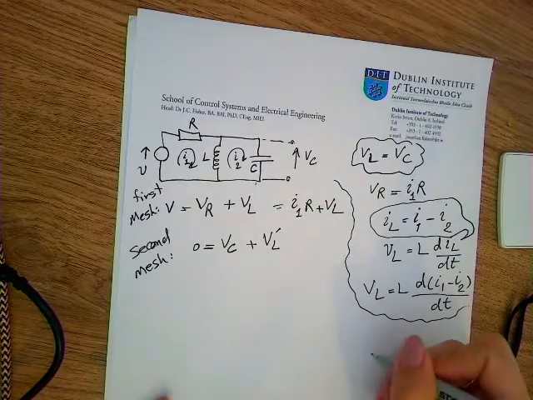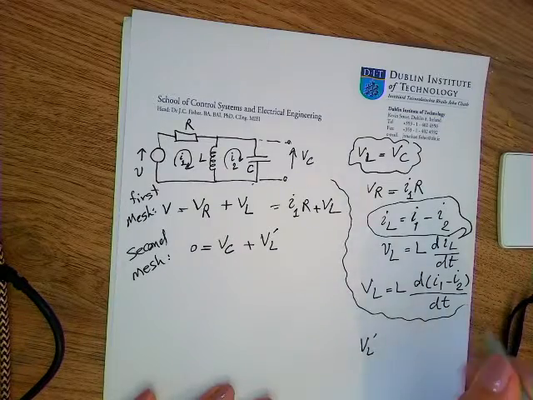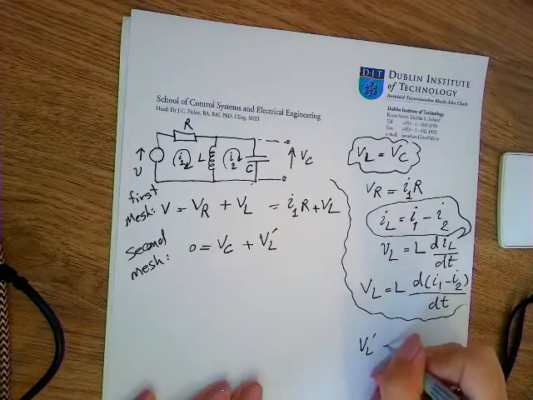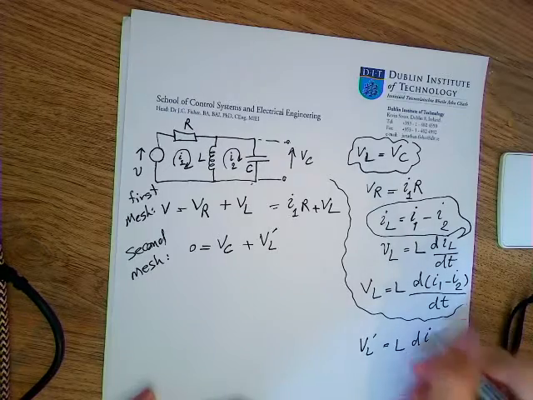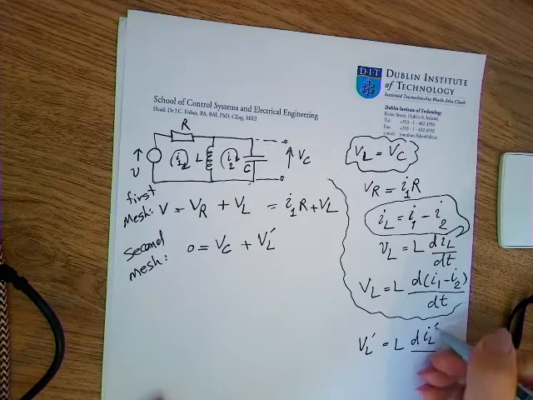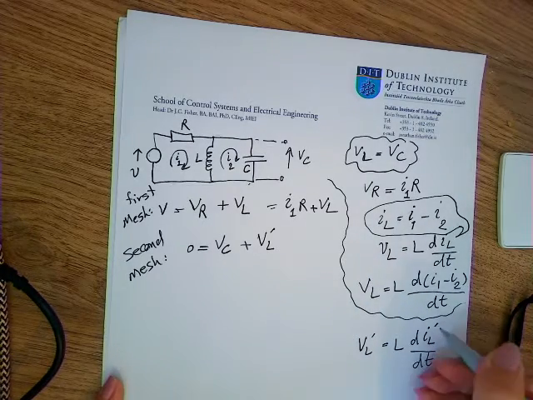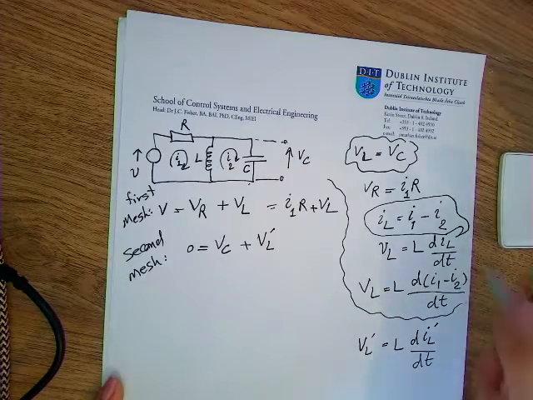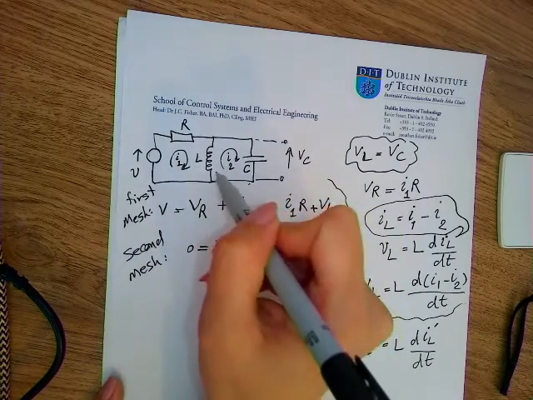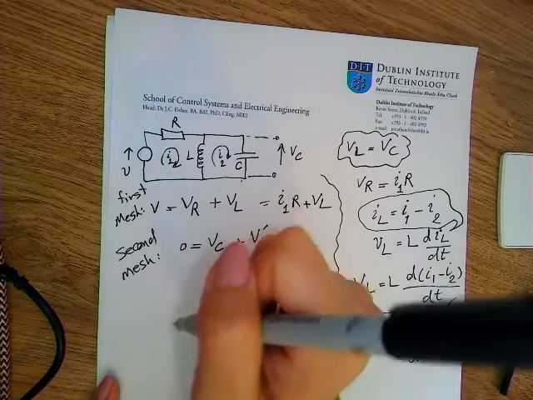Now let's look at that. If I want to write VL prime for the inductor from the second mesh point of view, that would be L times the derivative of IL, but this time I'm going to put it prime. This prime doesn't mean differentiate, it means that it's a different variable. That IL prime is different from the one that we had here. The reason is that we are looking at this direction, and from this point of view, IL prime is a result of I2 minus I1.